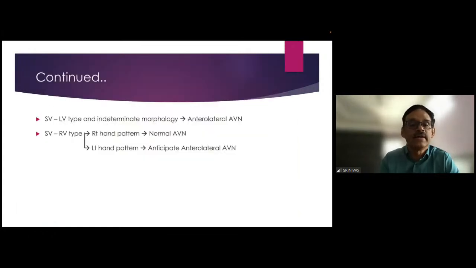Now this is what I have again summarized here. Single ventricle of LV type and indeterminate morphology, there will be an anterolateral AV node. Single ventricle of RV type, right-hand pattern, there will be a normal posterior AV node. Left-hand pattern, also there will be a normal posterior AV node. Sometimes you have to anticipate an anterolateral AV node.